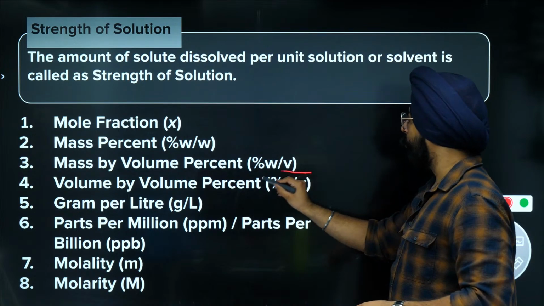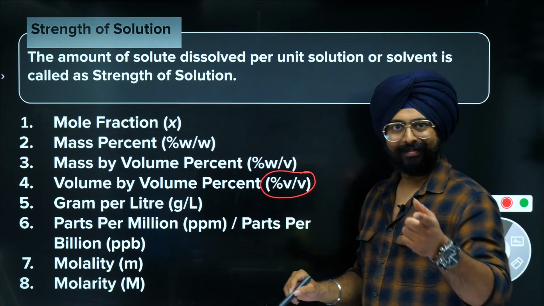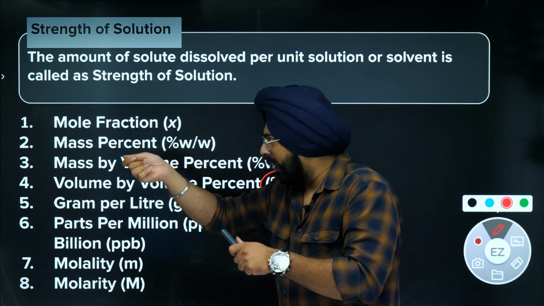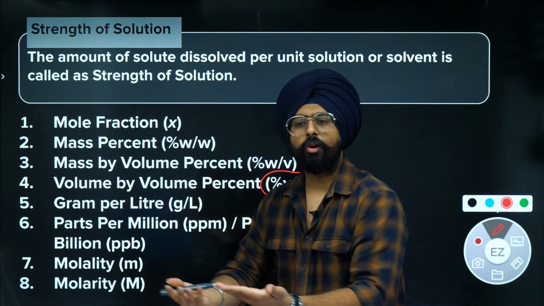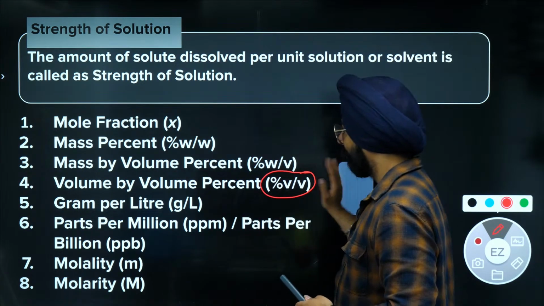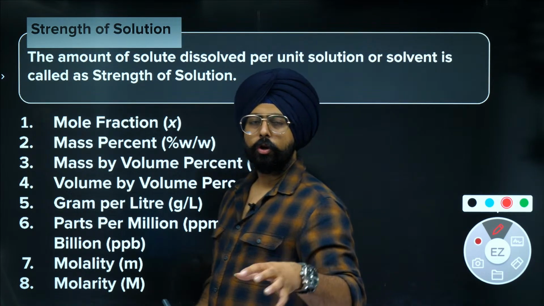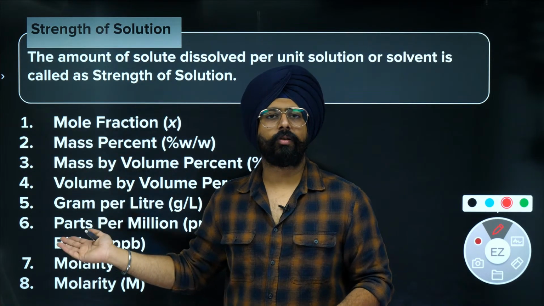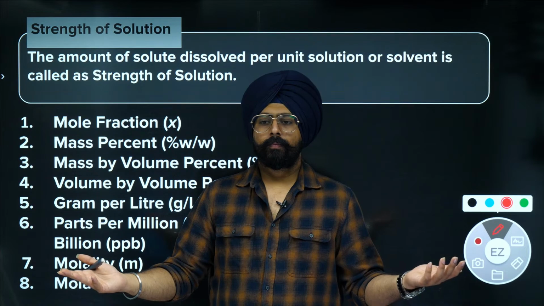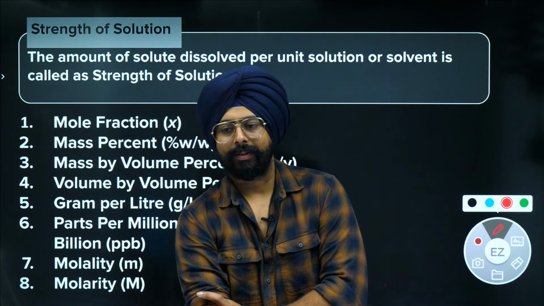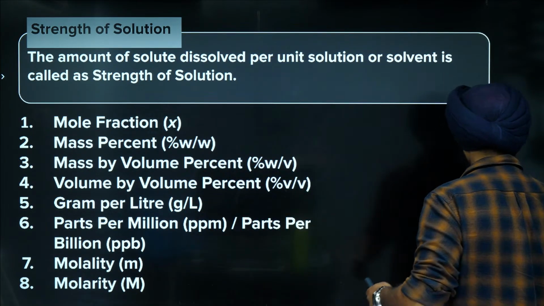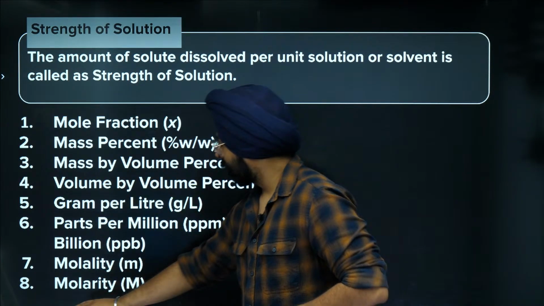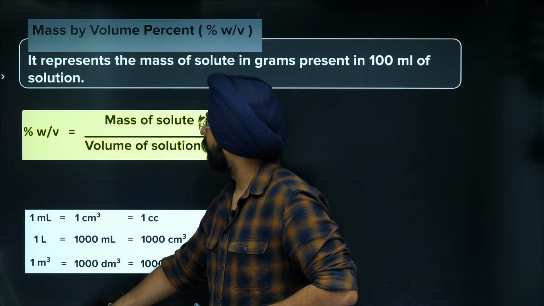If we are mixing 2 liquids together, let's say I took 10 ml of this, 50 ml of this, volume by volume is easier. Getting the idea? So depending on how I create the solution, whatever is easier for me, I use that. As simple as that. Fine. So now we know the first 4. Let's come to the 5th one.